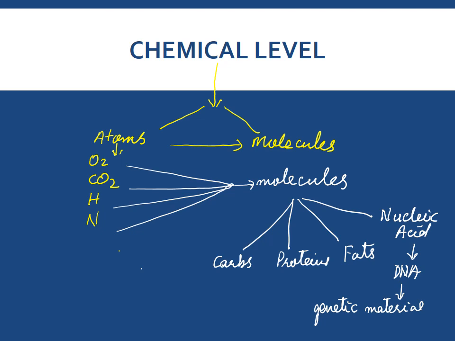And these molecules include carbs, proteins, fats, and nucleic acid. That includes DNA, and DNA basically contains the genetic material. And what is the use of carbohydrates, proteins, and fats, briefly? Their breakdown yields energy. That is used for the synthesis of proteins and used by the body for different metabolic processes, for growth of the body.